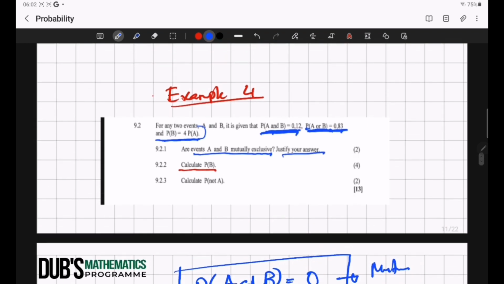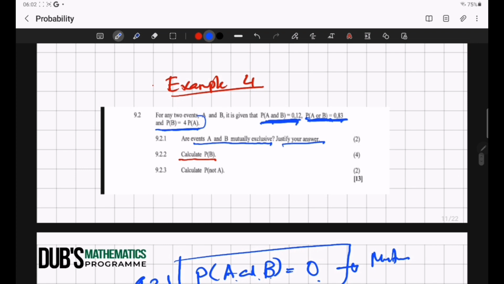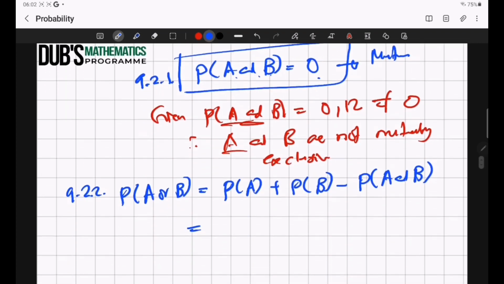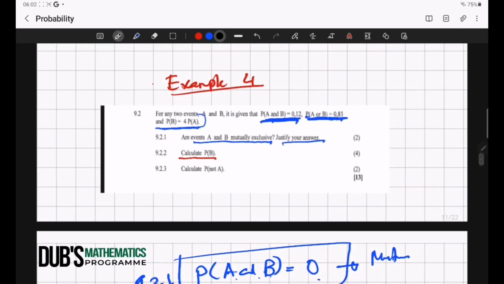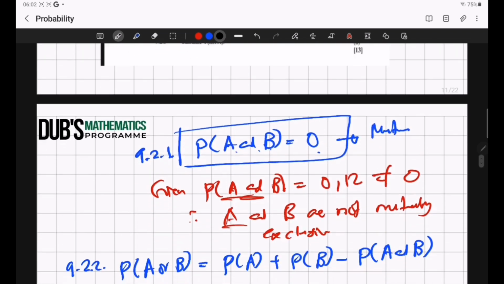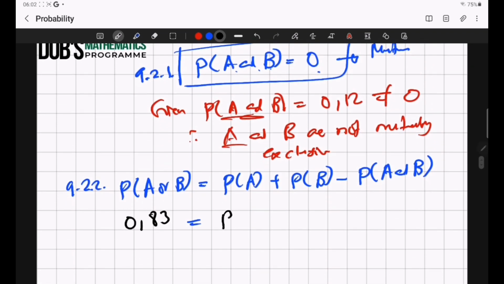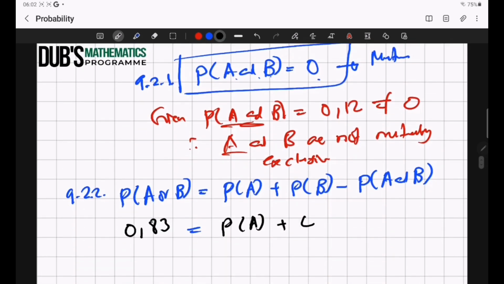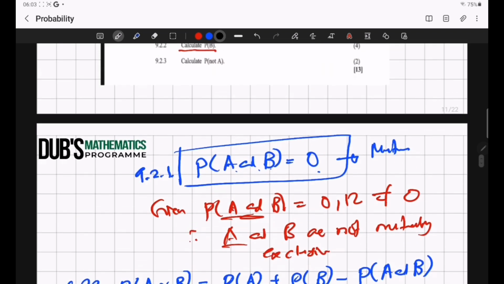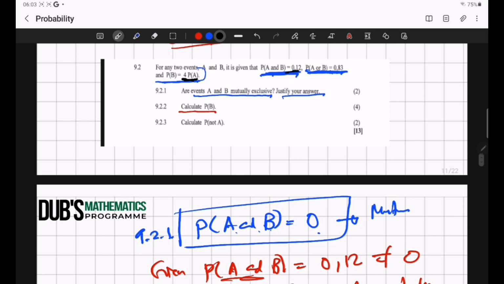Probability of A or B we are given that it is 0.83. So I've got 0.83 here. Probability of A we're not given. Probability of B, they said it's 4 times probability of A. So we end up having only one unknown. It's going to be 4 times probability of A minus probability of A and B. We're given that it is 0.12.